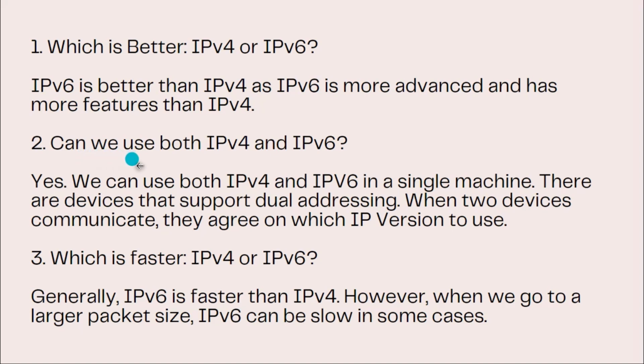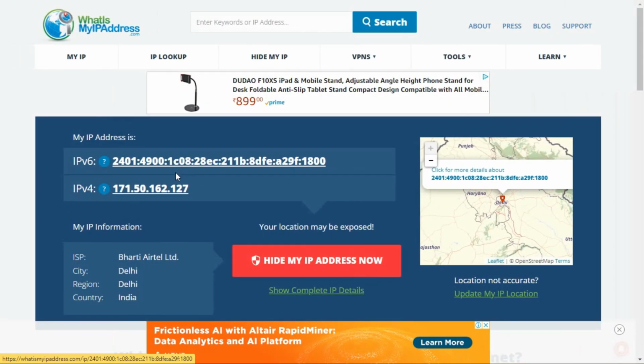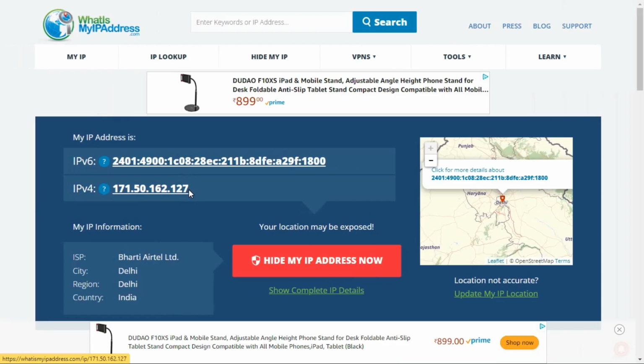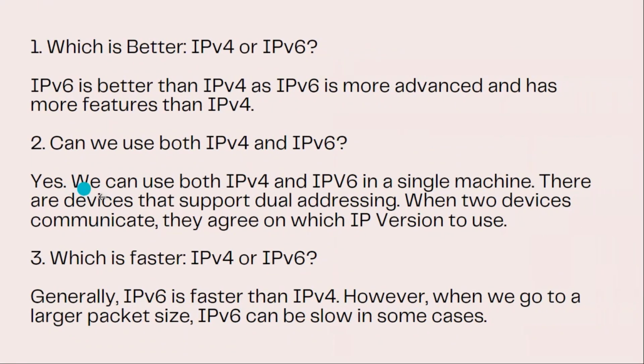Now, can we use both IPv4 and IPv6? Yes, it is possible. You can see here my device is showing IPv4 and IPv6 also. Yes, we can use both IPv4 and IPv6 on a single machine. There are devices that support double addressing, and my device supports it. When two devices communicate, they agree on the IP address version to use.